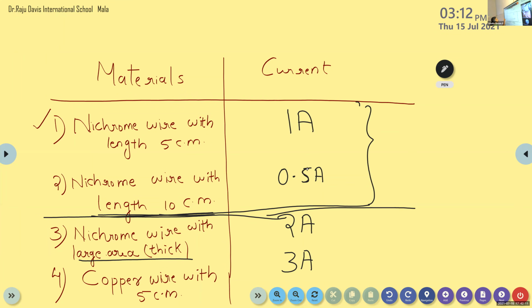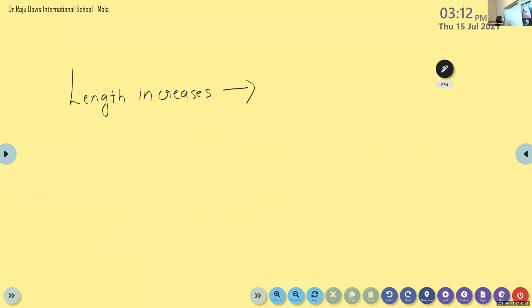When we connect a nichrome wire with a length of only 5 centimeter, the current is 1 ampere. But when we increase the length to 10 centimeter, the value of the current decreases to 0.5 ampere. So here we can write the conclusion from this observation. Length increases, what happens to current? Current decreases. Good.